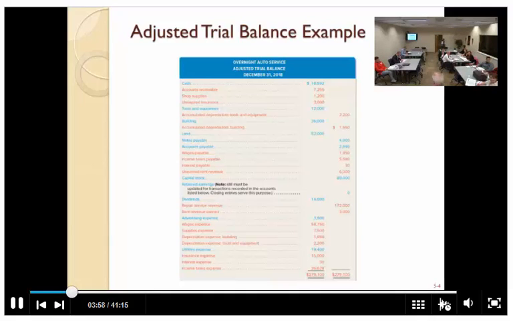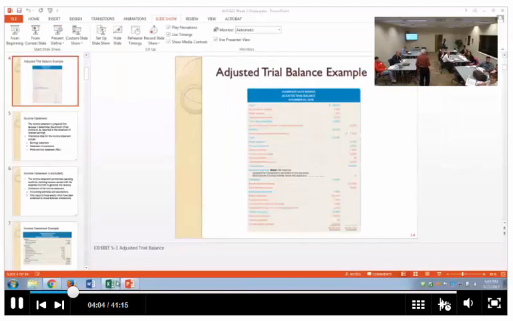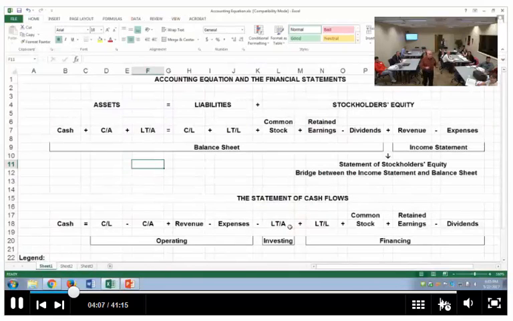Now, could you pull up the Excel spreadsheet? Now I'm going to put this up in Engage. And what I want you to focus on is the top line up here. Last week I said that under the umbrella of stockholders' equity, there's a lot of stuff going on. Stockholders' equity contains both common stock and retained earnings and dividends. But during the year, revenue and expense fall under the umbrella of stockholders' equity.